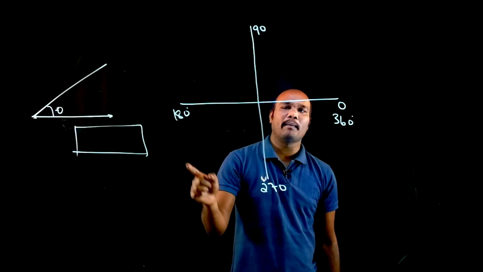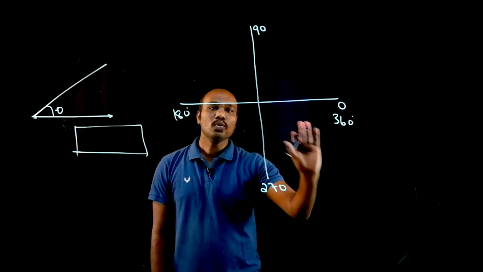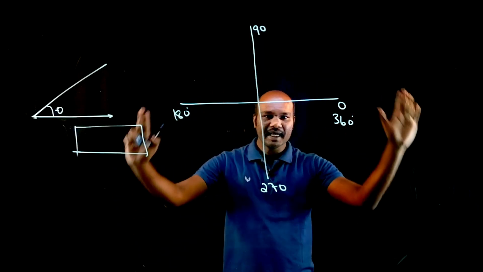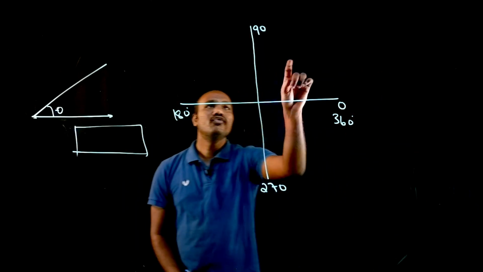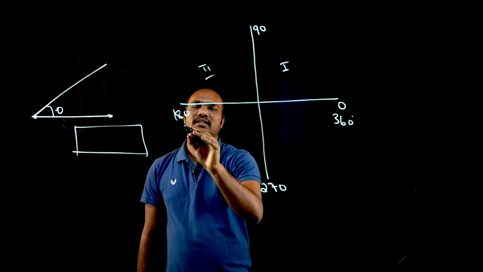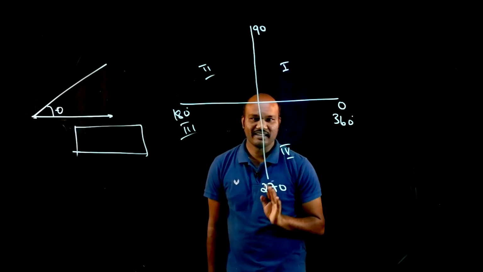So if these lines are dividing the entire plane, one line and two lines, into four quadrants, this is called the first quadrant, second quadrant, third quadrant, and fourth quadrant. This much is understood? Yes.